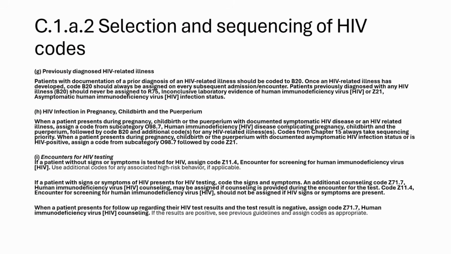Z71.7 is used when counseling is provided, including if it is a negative result and we are doing a follow-up to inform the patient about that negative result. So this is all about matching the code to the reason for the visit and the outcome.